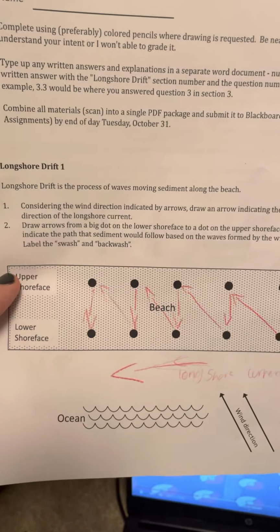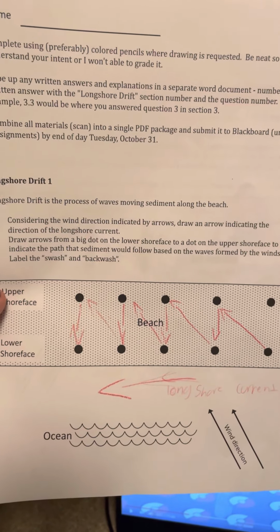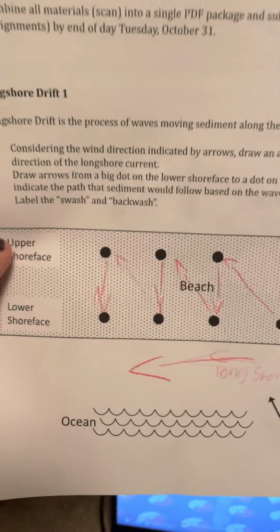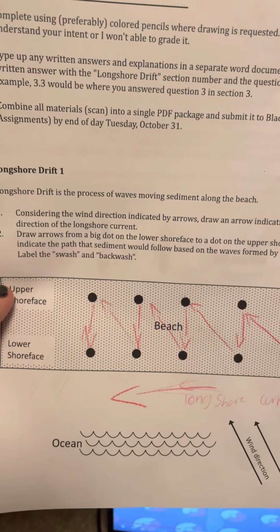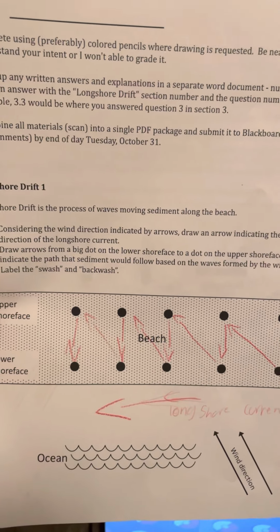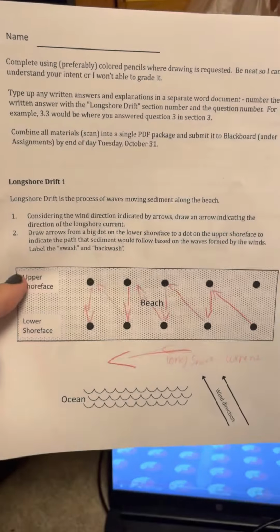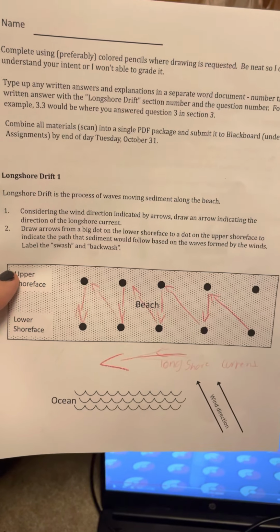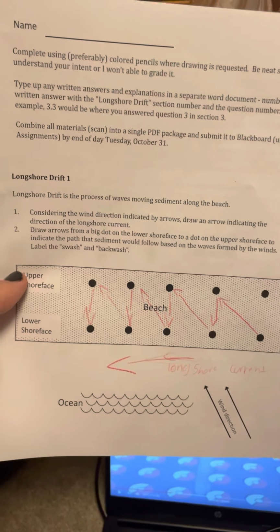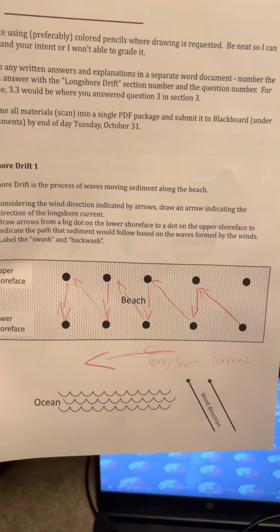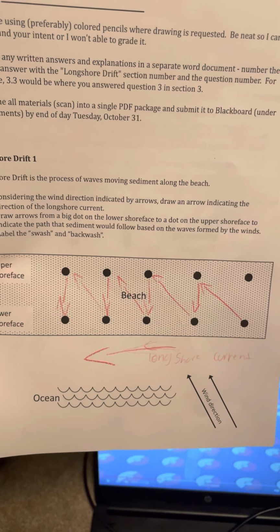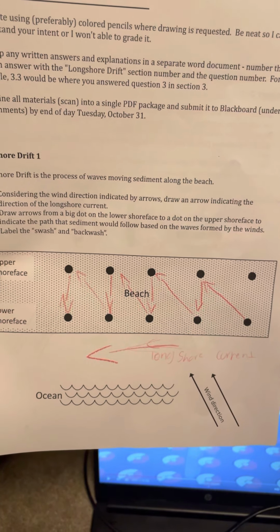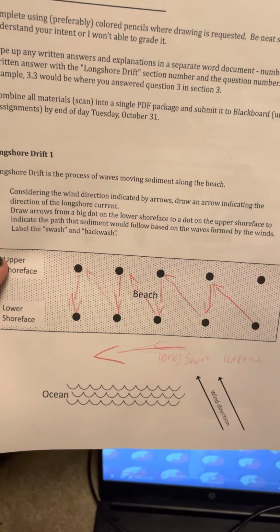Question 2: draw arrows from a big dot on the lower shore face to a dot on the upper shore face to indicate the path the sediment would follow. As you can see, this is the path it would follow. Just a rough one. It would really be more curved than this. I would show you with my hand, but one is holding the paper, one is holding the camera.